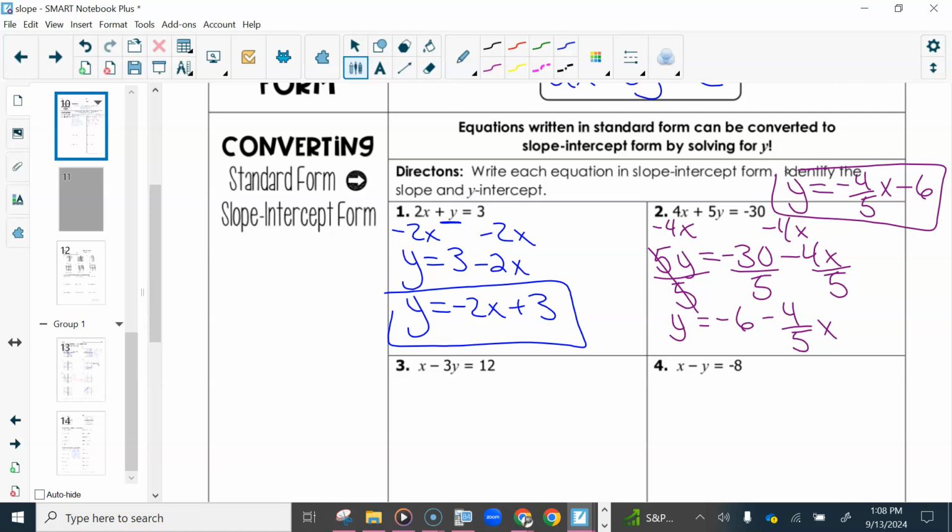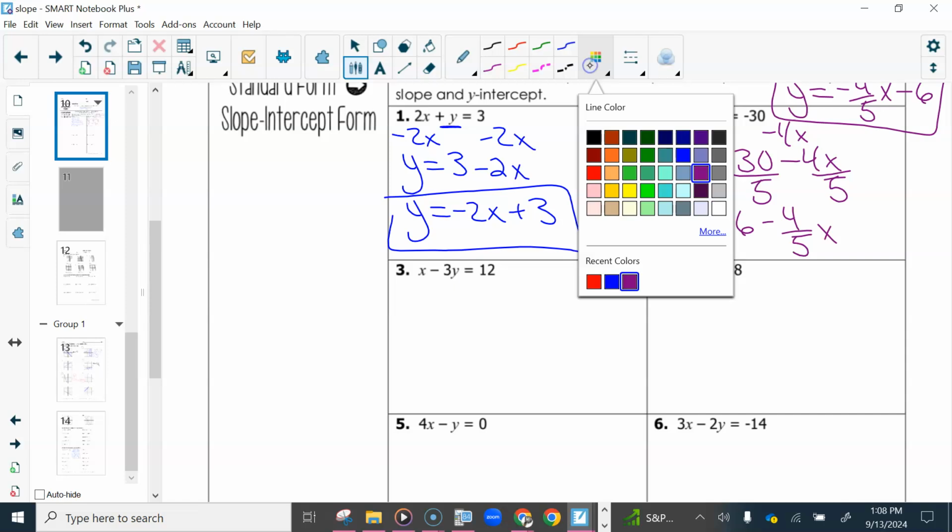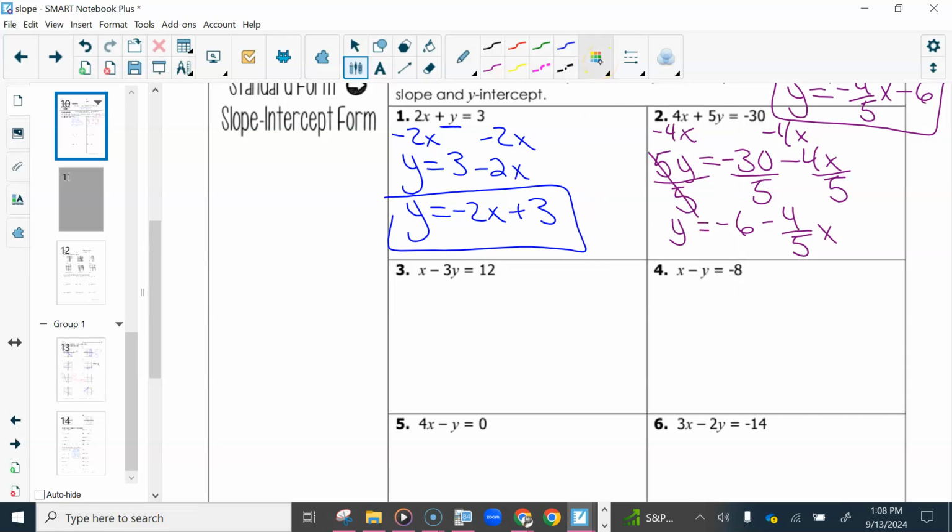Okay, so let's do a few more. For number 3, what's our first step? What's that first step in number 3? That's our goal, but we're going to subtract what? X. There we go.